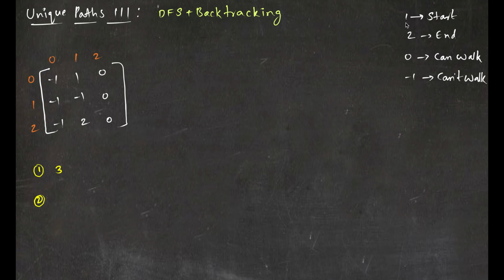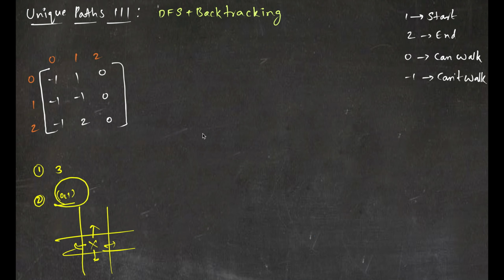Since in the problem statement we are told that we need to start from a cell which has value 1, this cell at 0, 1 has value 1, so we need to start from here. And if you observe, from any cell we have 4 options to move forward. Either I can go up, right, down, or left. So let's start the DFS tree from this position, 0, 1.